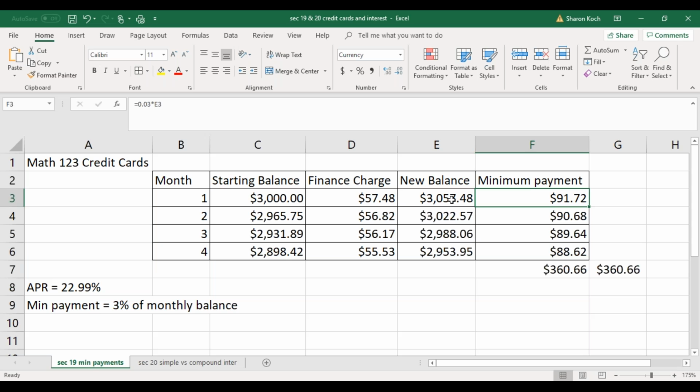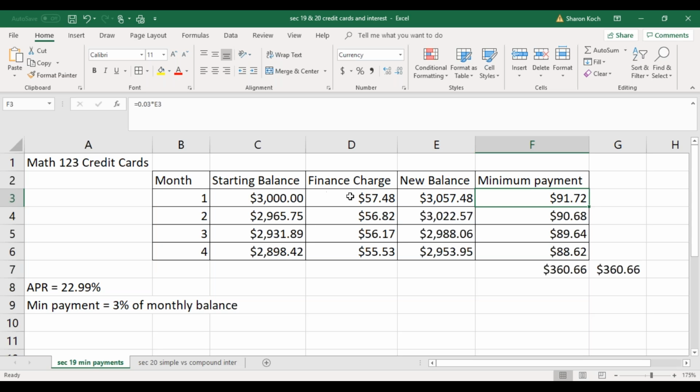So I want to reduce that starting balance as much as possible because I don't want to be paying those high monthly finance charges. So what if it's possible, and I'm really trying to buckle down and pay this off, what if I'm going to scrimp and save and I can pay an extra $50 a month? Okay, so whatever that minimum payment is, I'm going to pay an additional $50 a month.